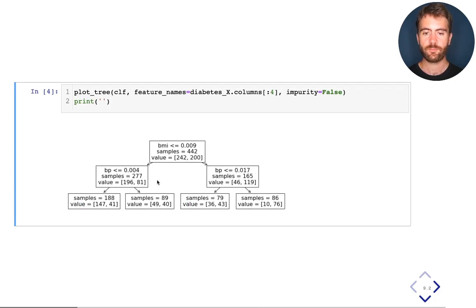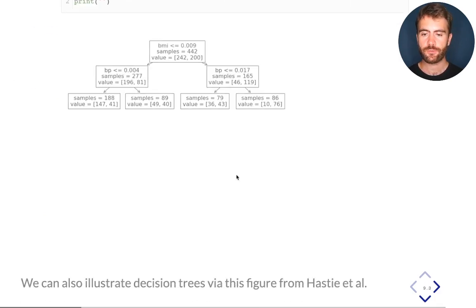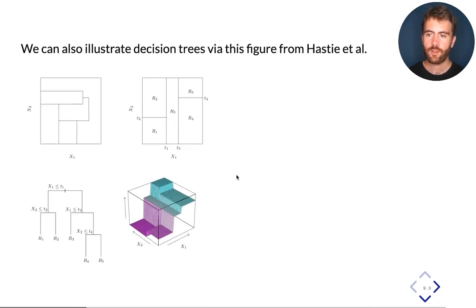This is again the example we had earlier, and the leaves are the regions and the rules are the inner nodes. Finally, we can also look at this figure from the textbook by Hastie et al. to get another good example of what a tree might look like, and what a partition and what regions are.